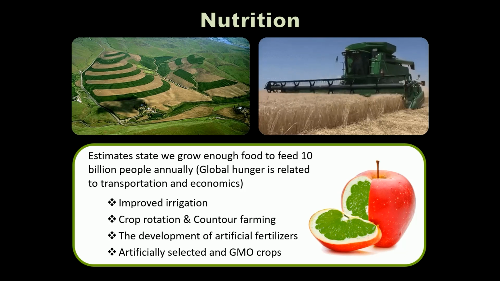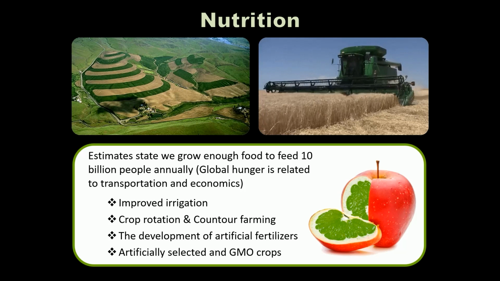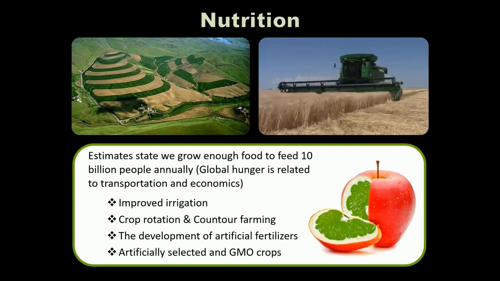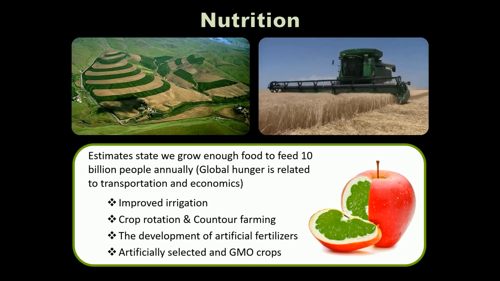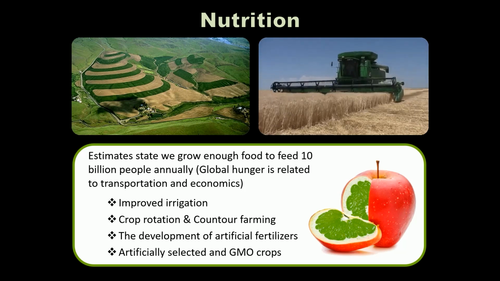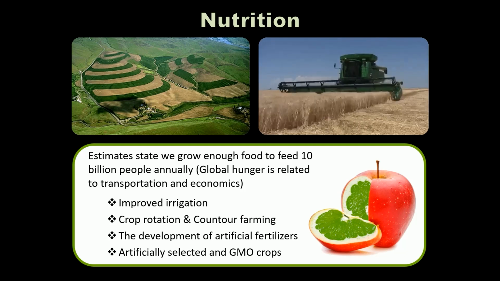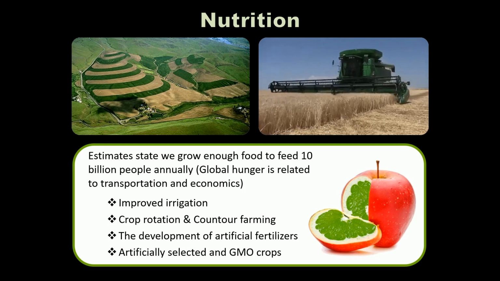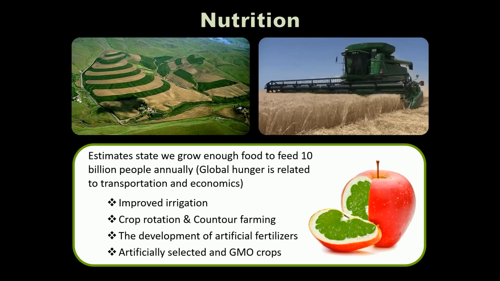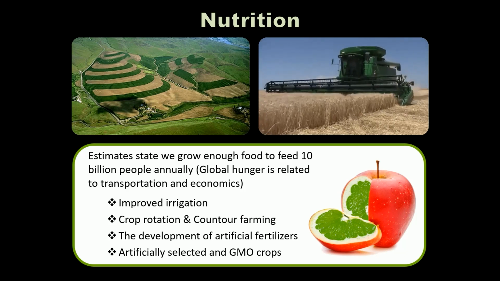So take a look at this. Estimates state we grow enough food to feed 10 billion people annually on planet Earth. On an earlier slide in this video, we said that there are 7.9 billion people on Earth right now. So we grow enough food to feed every person on Earth plus an extra 2 billion. There's excess food for everyone on Earth.